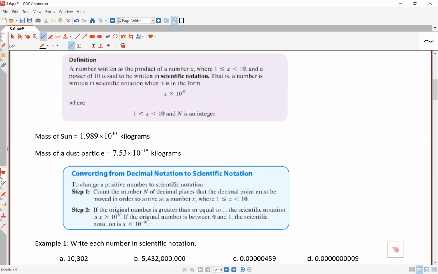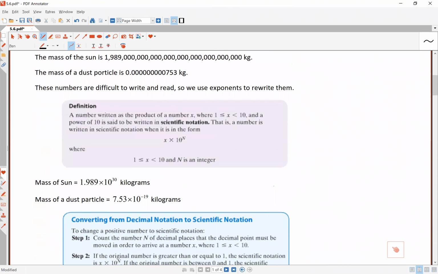So we can write that very large mass of the sun in a shorter, more succinct way as 1.989 times 10 to the 30th kilograms. The mass of a dust particle can be written as 7.53 times 10 to the negative 19th kilograms.